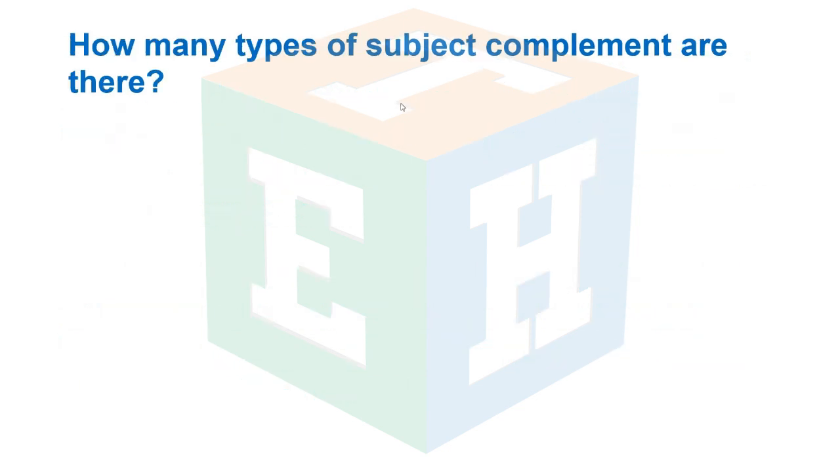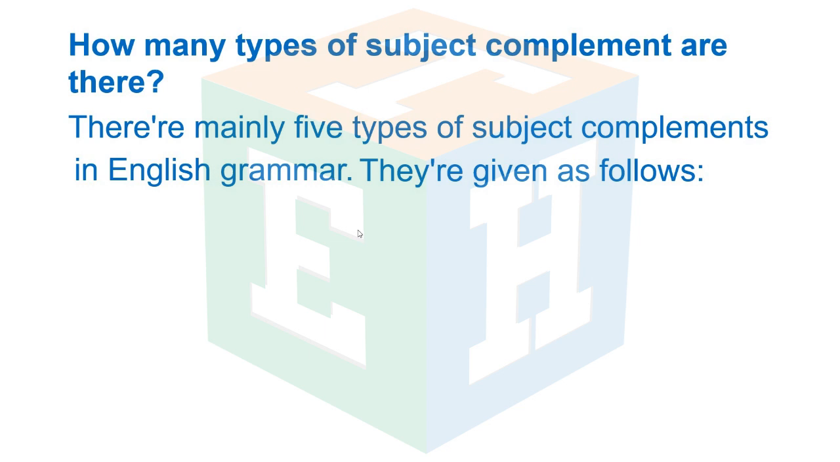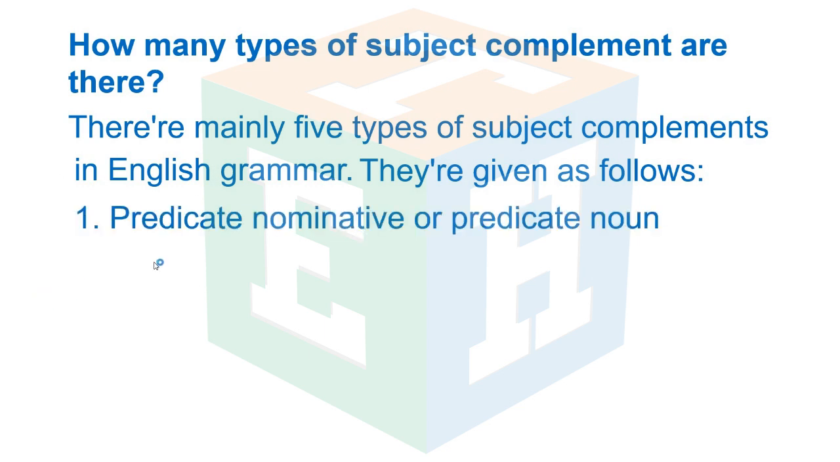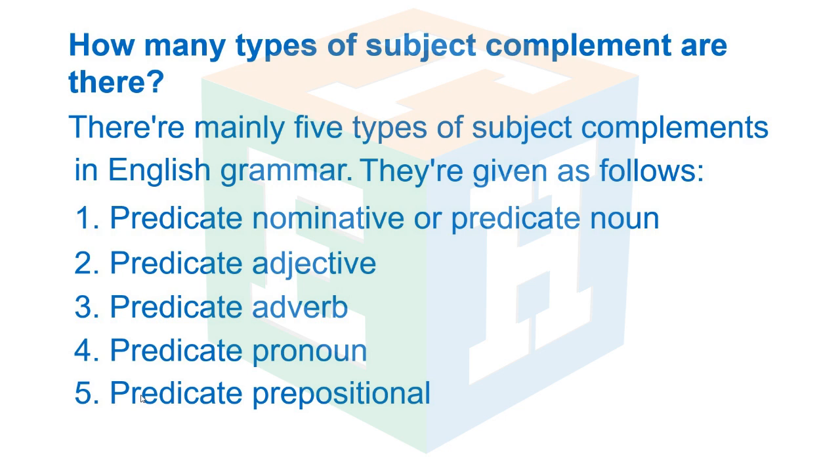How many types of subject complement are there? There are mainly 5 types of subject complements in English grammar. They are given as follows. Number 1, predicate nominative or predicate noun. Number 2, predicate adjective. Number 3, predicate adverb. Number 4, predicate pronoun. Number 5, predicate prepositional.